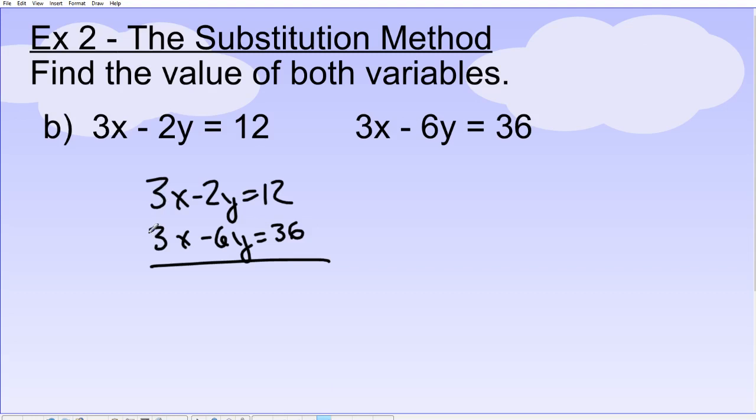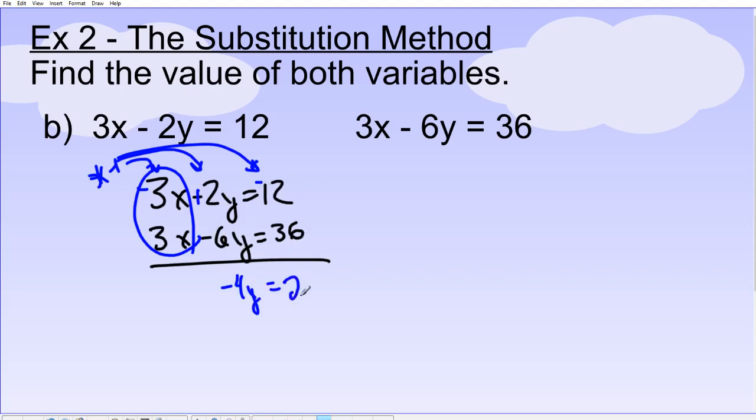So how do I change the sign of one of them? I multiply by negative 1. I'm just going to multiply the top one by negative 1. So it becomes a negative 3x, a positive 2y, and a negative 12. I multiplied by negative 1 on each of them. So now if I add here, my x's cancel. My y's, well, 2y minus 6y is negative 4y. And negative 12 and a positive 36 gives us a 24.